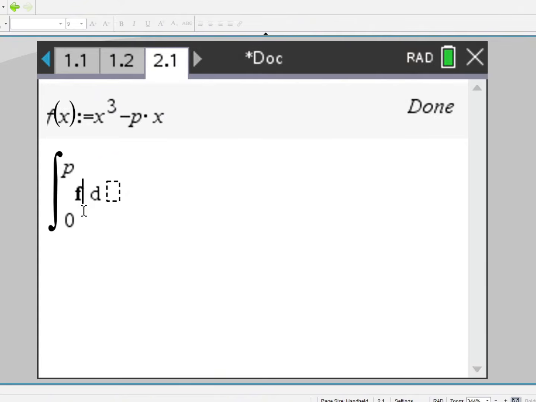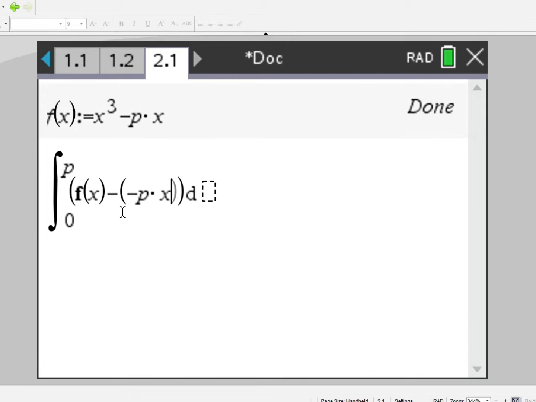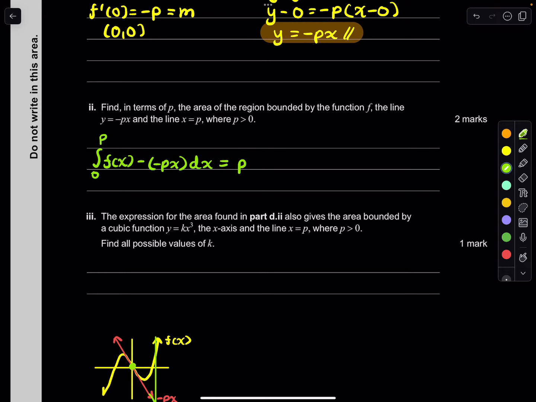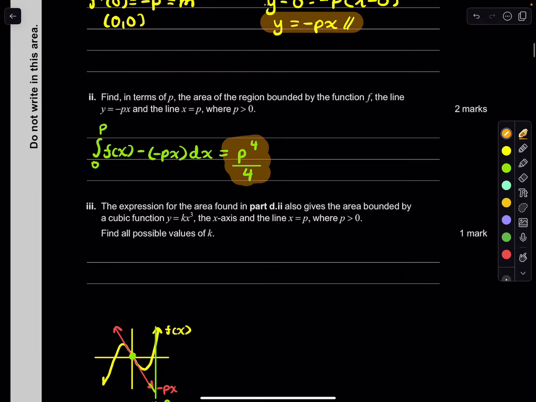f of x minus p of x, p times x, dx. That gives me p to the power 4 over 4. So that's our area. Let's put that there. So p to the power of 4 over 4. That is my answer. Beautiful. Let's highlight that. Next question. Let's have a try at the next question.